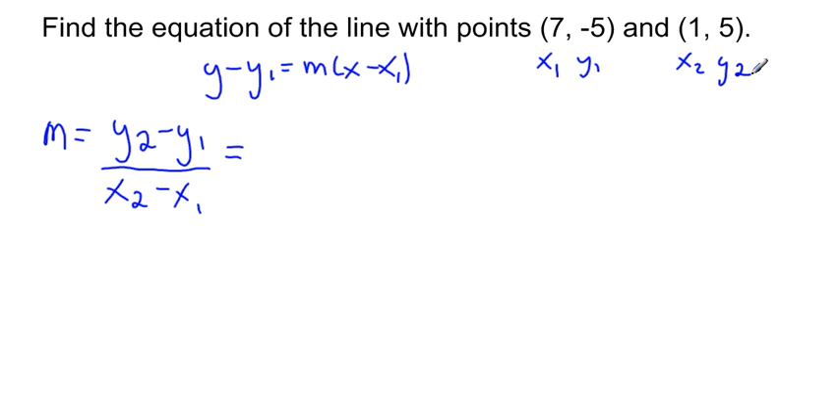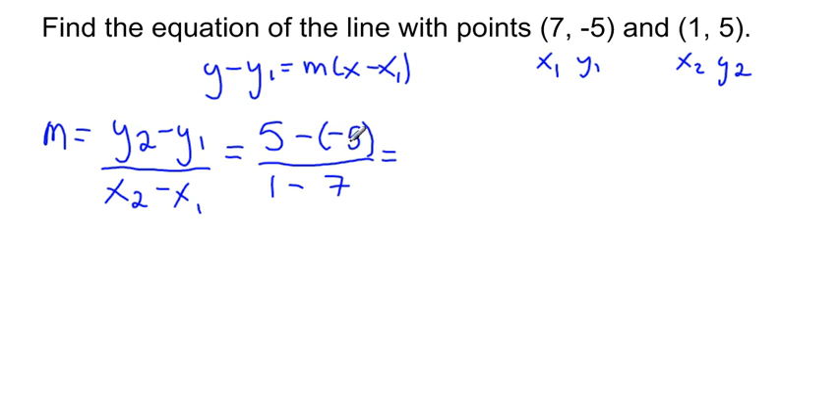When my students are starting out, they always want to do this, so by all means, if you want to, you can go ahead and do this. I'm going to put in my x2, my y2. So 5 subtract negative 5, all over, there's my y2 subtract my y1. You've got to be really careful with the negatives when using this formula. And then x2, 1 subtract 7.